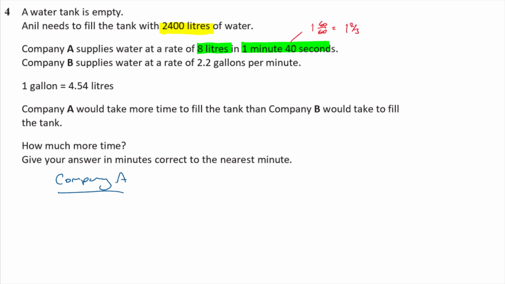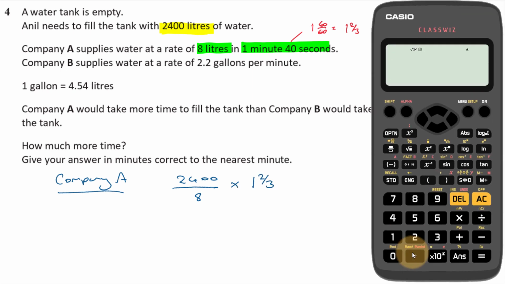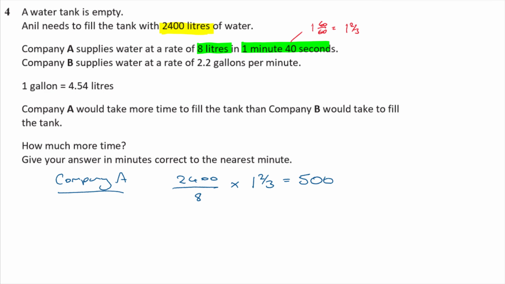Okay, so Company A can deliver 8 litres in 1 2/3 of a minute. So if I take 2,400 divided by 8, that will tell me how many lots of 8 litres I need, and then multiply that by 1 2/3, it should give me the time, shouldn't it? So 2,400 over 8 times 1 2/3. Okay, that comes to 500. That's a nice, neat number. So that takes 500 minutes. What about Company B?